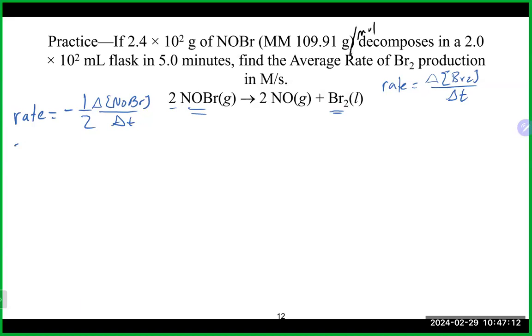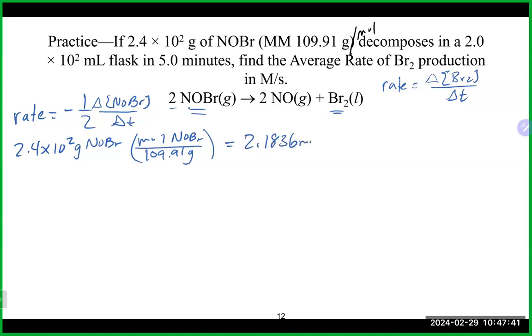So we'll take 2.4 times 10 to the minus 2 grams of NOBr. We'll use the molar mass that was given to us. Otherwise, if it was not, you would go to the periodic table to find that. And that's going to give us here, in terms of grams, 2.4 divided by 109.91.